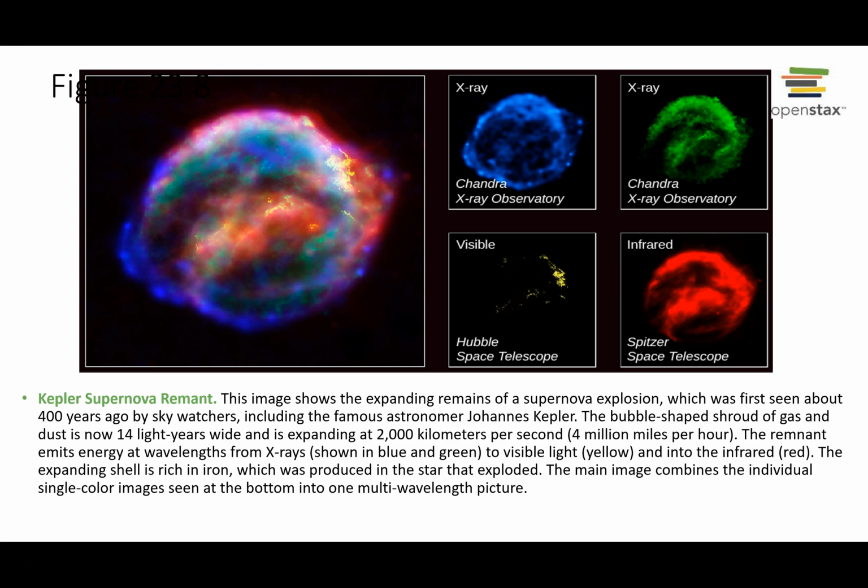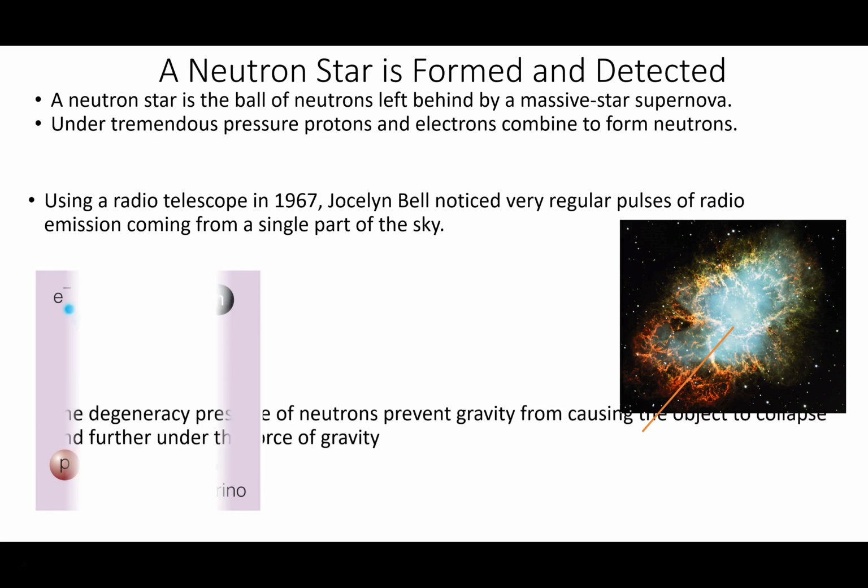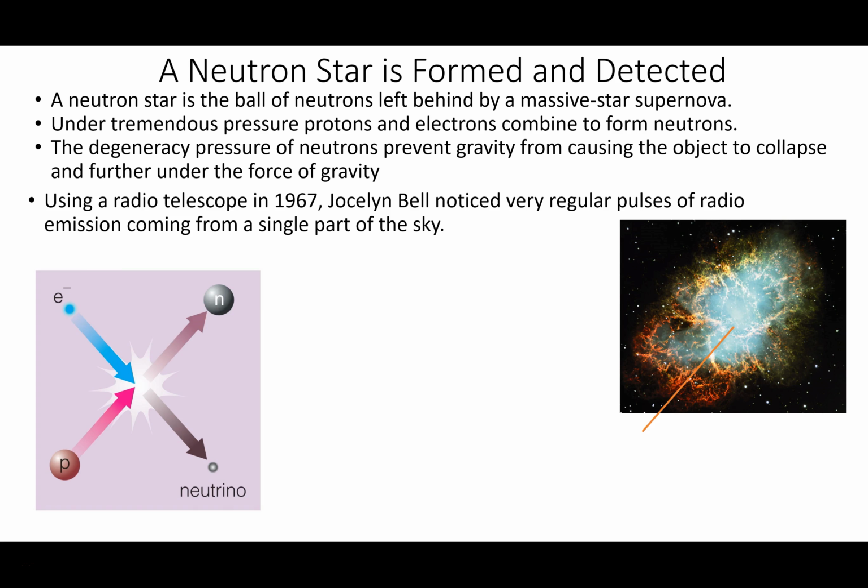Now, after the supernova explosion, you end up with this thing called a supernova remnant, and that's what you're looking at here, an example of the leftovers of a star that blew up in an assortment of wavelengths. This is another supernova remnant. This is Messier object number 1, the Crab Nebula. So in the Crab Nebula is a neutron star.